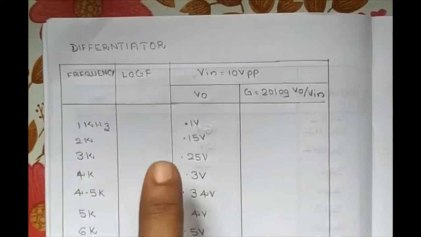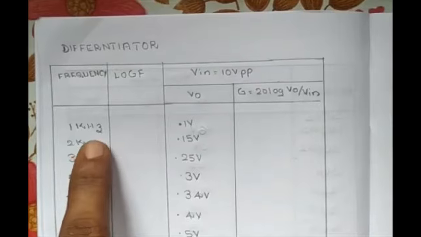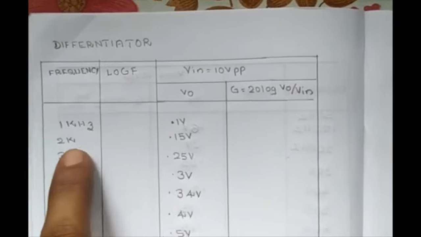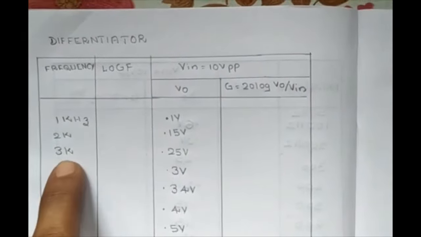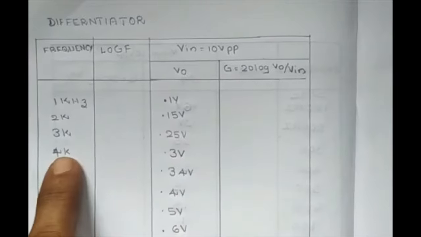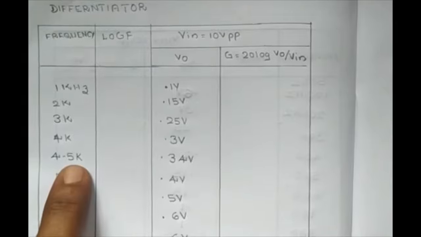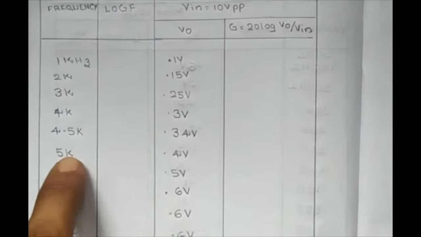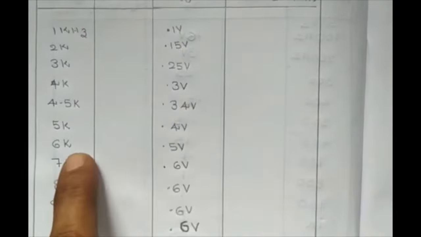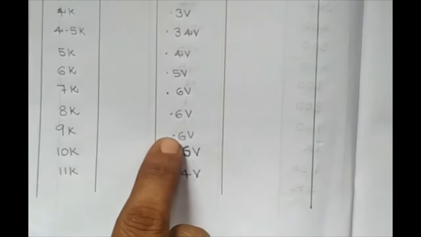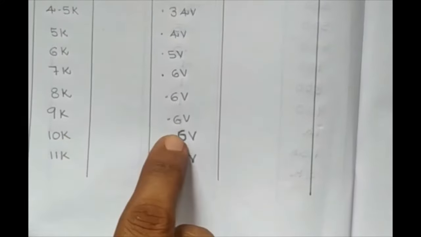This is the observed reading of the differentiator circuit. At 1 kHz 0.1 volt, 2 kHz 0.15, 3 kHz 0.25, 4 kHz 0.3, 4.5 kHz 0.34, 5 kHz 0.4, 6 kHz 0.5, 7 kHz 0.6, 8 kHz 0.6, 9 kHz 0.6, 10 kHz 0.6, 11 kHz 0.4 volt.